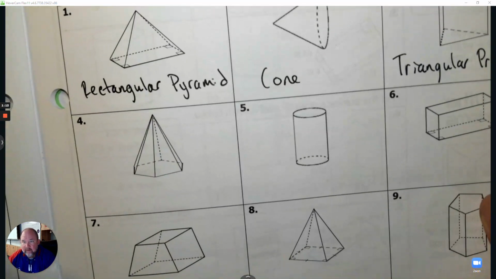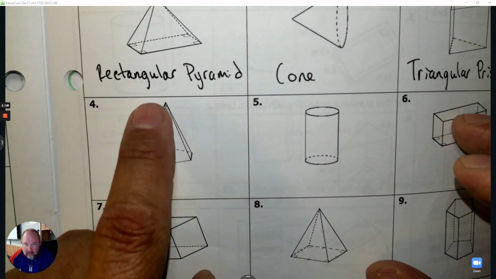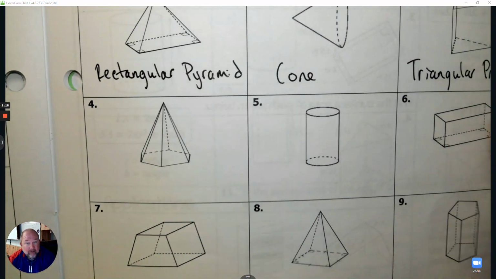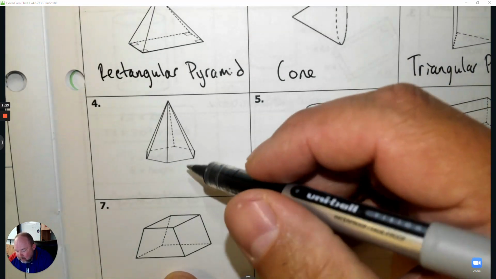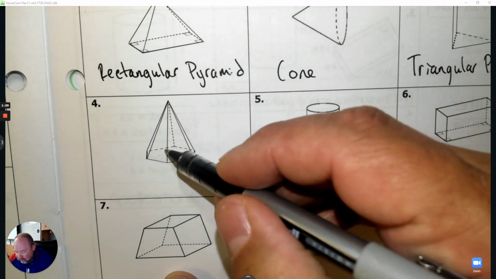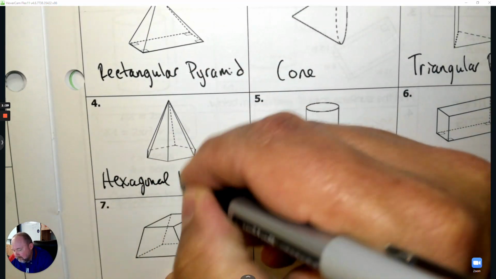So if I look here at number 4, how many bases are there? Well, there's 1 base, it comes up to a point, and all the sides are triangles. That is what a pyramid is. And then the bottom tells you what shape it is. 1, 2, 3, 4, 5, 6. That's a hexagonal. Big word. Pyramid.